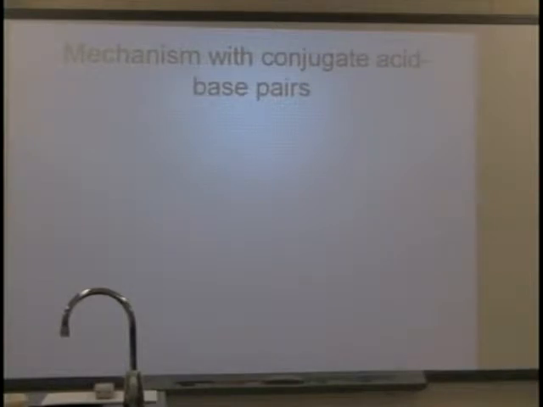Next thing we're going to go over is the mechanism for conjugate acid-base pairs. I already gave you the example of HCl and water, but we can draw that one again here in a second. And then after that, I'm also going to give you a couple other examples. I'm going to give you a base example, like ammonia in water. And then lastly, I'm going to give you an example of water self-ionizing.